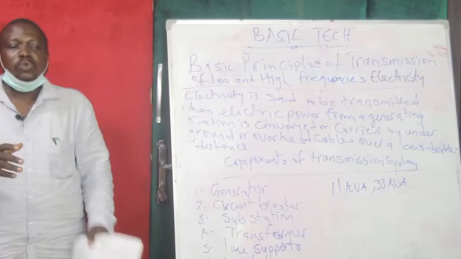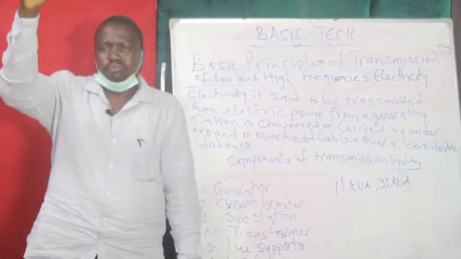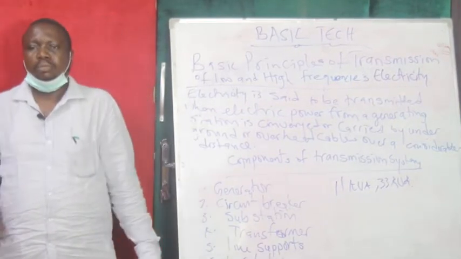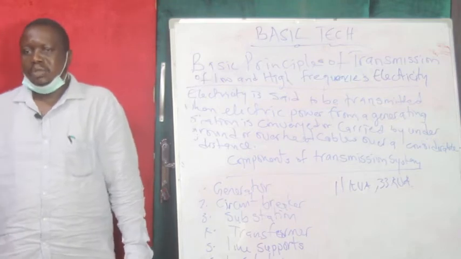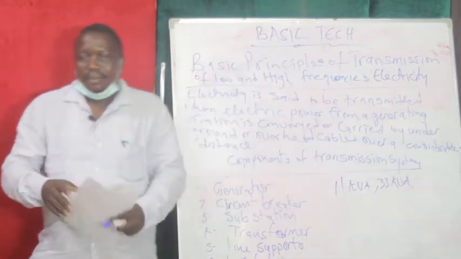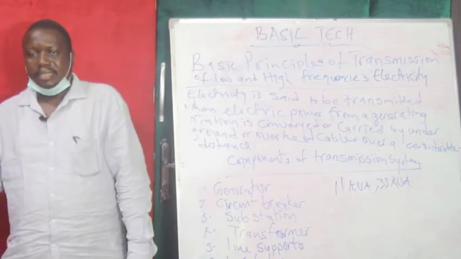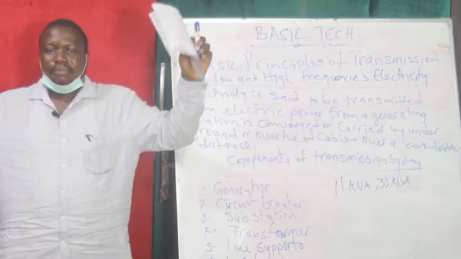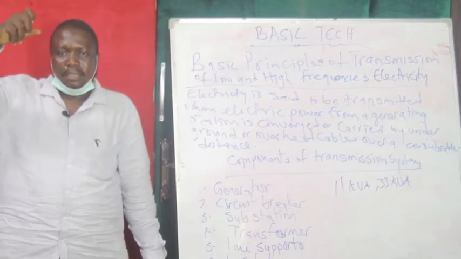If you live in urban centers, even if you live in rural areas, if you go on the main road, you will see two lines across the road. You will see two lines across the road. The first line is an 11 kV line. The second line is a 33 kV line. These are the lines from the generating station.